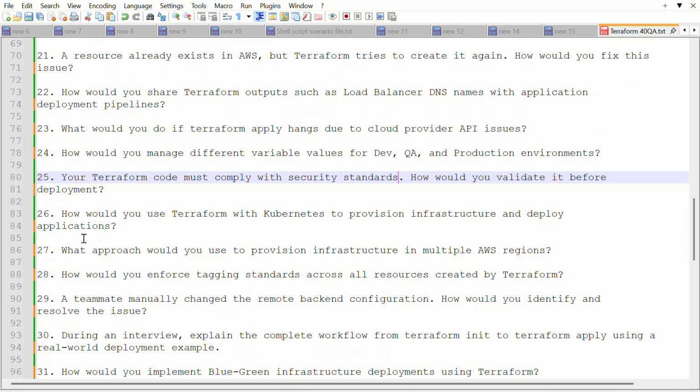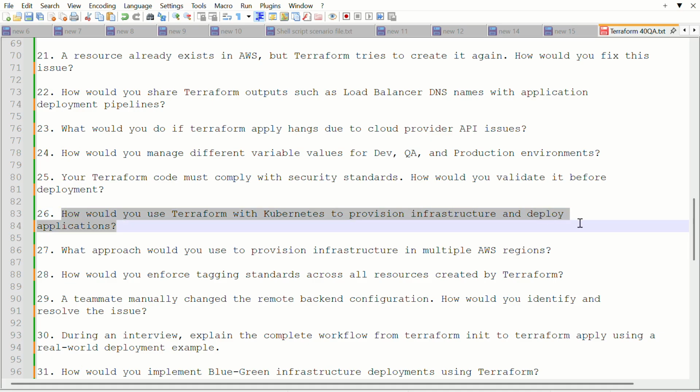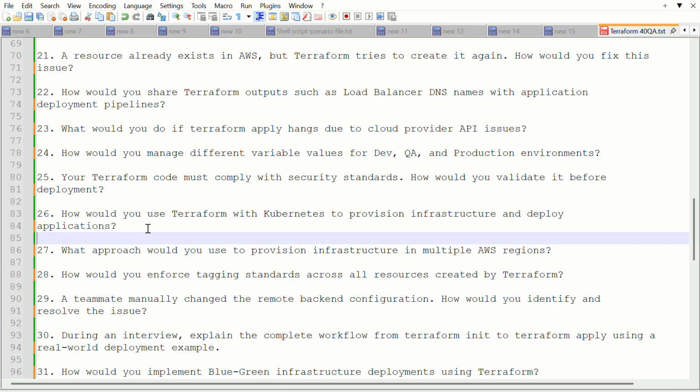Coming to the next question, how would you use Terraform with Kubernetes to provision infrastructure and deploy applications? As everyone knows, Terraform is for provisioning the infrastructure and we are deploying the applications in EKS clusters, or if it's GKE or something else. But how would you use Terraform with Kubernetes? How are you deploying the applications using Terraform? Is it through a CI/CD pipeline? What is the approach you are following in your project? This is what the question is about.